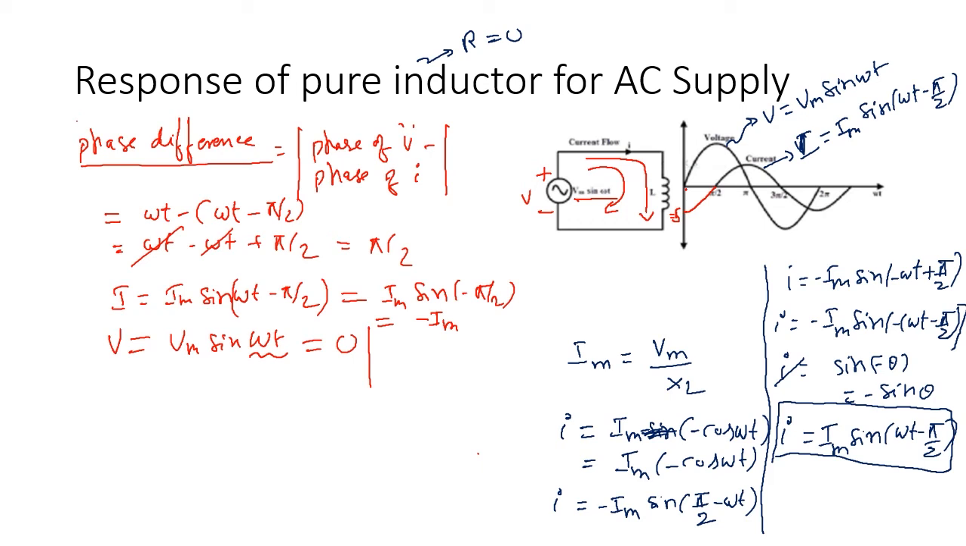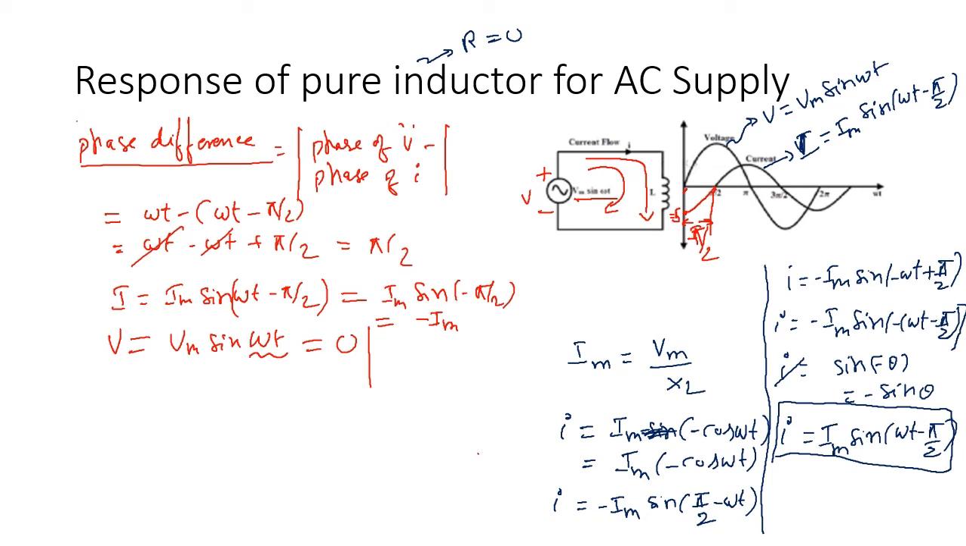It means this is the phase difference, plus pi by 2. Since it is starting from the negative here, the phase difference is pi by 2. So in this case, the current lags the voltage by 90 degrees.